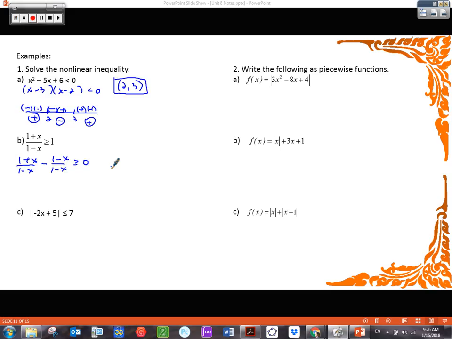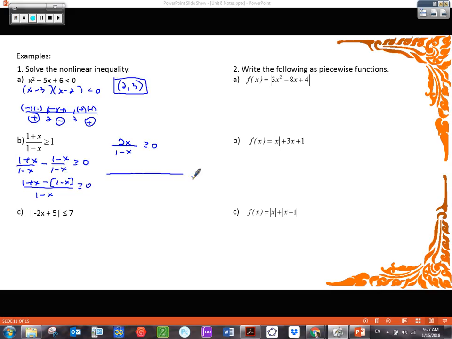Let's combine them together. So I have 1 plus x minus 1 minus x. We need to be real cautious and be sure that we distribute the negative, the subtraction sign. So 1 minus 1 is 0. x minus a minus x gives me 2x over 1 minus x greater than or equal to 0. So that is my simplified inequality. So what I'm going to do now is sign analysis.